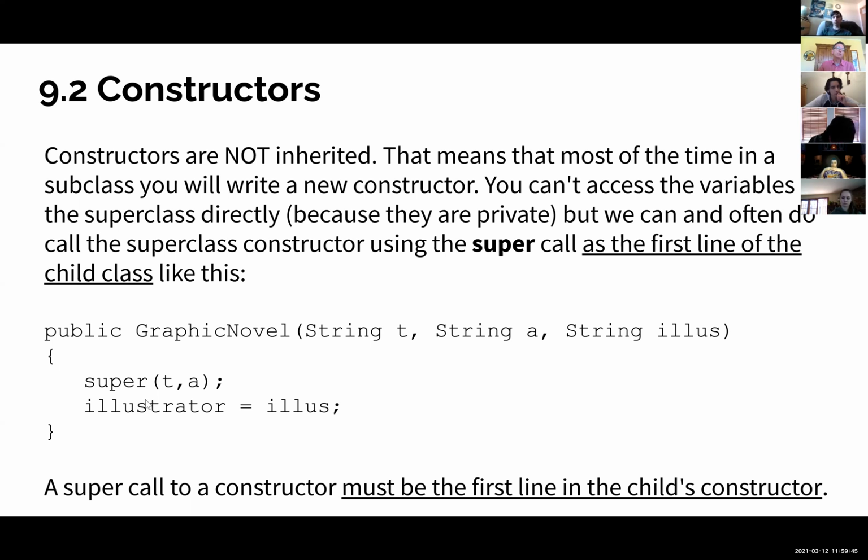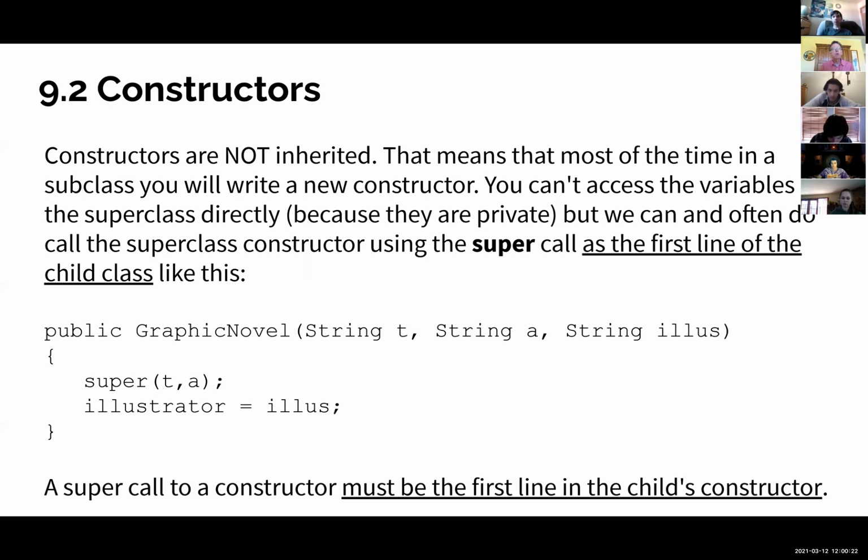So notice when you want to create a graphic novel, you send over a title, an author, and an illustrator. And then what we're doing right here, this is the new thing. The very first line in a subclass or child constructor can be the super call. So right here, I'm calling super with title and author. And what that does is it goes to the book class and fills in the variables for title and author, because the book constructor only knew about title and author. So it's like, oh, I'm creating a book, but then it hands it back to graphic novel, and then graphic novel goes ahead and throws in the illustrator. That's the variable that the graphic novel has.